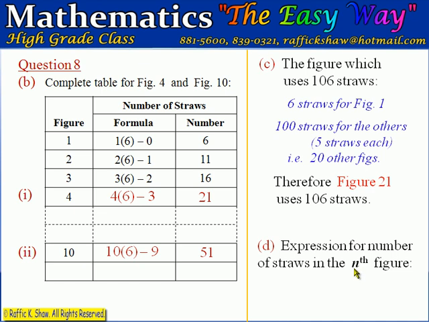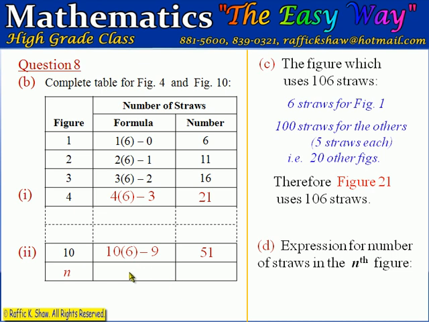So we want an expression that can be used to calculate the number of straws that will be used in the nth figure. So let's go back to the table and continue the pattern so we can work out what that formula is, or what that expression is. Now let's put in a figure number n in the table. Now the figure number in the table is n. We know that n should be in front of the 6, right? And then we should be subtracting 1 less than n, that is n minus 1.